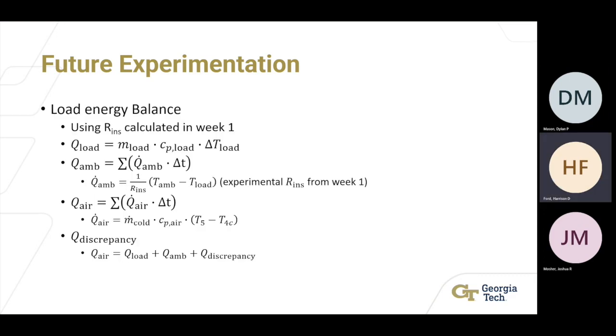Once we've performed these trials, we're going to do a load energy balance using both sets of data, one using the motor and then one using the building air, as well as the R insulation value calculated from week 1. So solving for Q load, Q ambient, and Q air is going to allow us to find the value for Q discrepancy, which we think is going to serve as a good benchmark for how good our system model is.